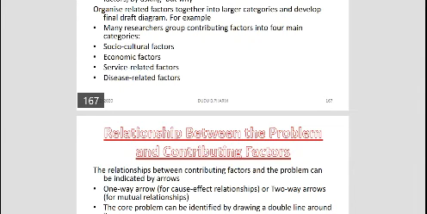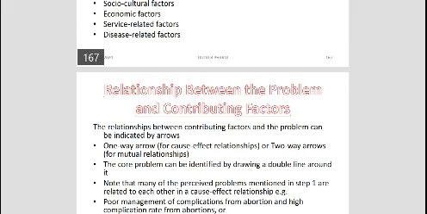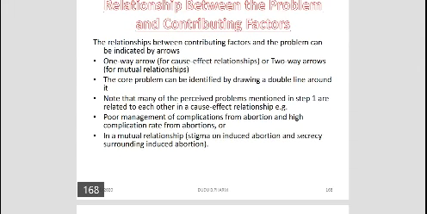And you have to mention the factors which contributed to the problem, and categorize them into sociocultural factors, economic factors, service-related factors, and disease-related factors. Let's start from the actual example of what we see now. So let's see the relationship between the problem and the contributing factors. The relationship between contributing factors and the problem can be indicated by arrows.